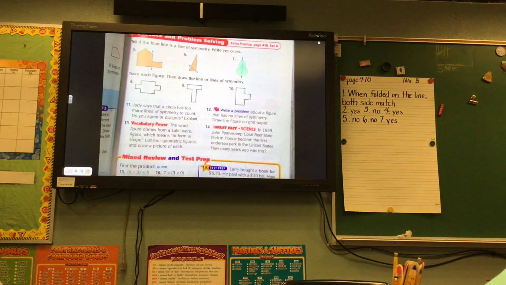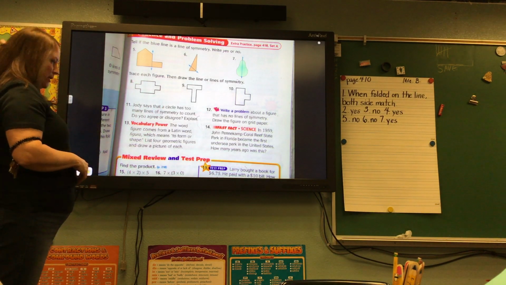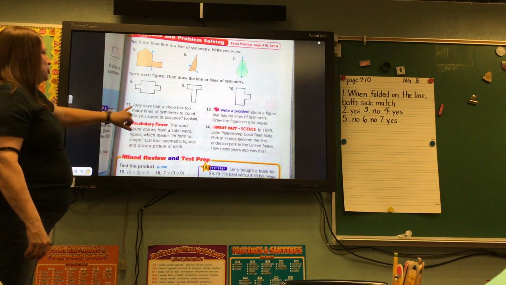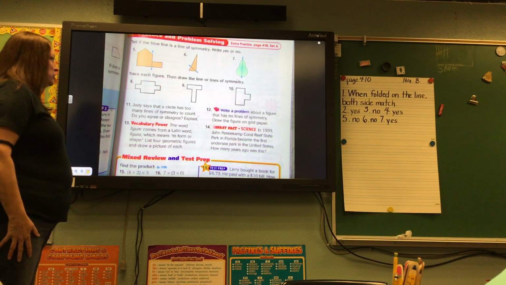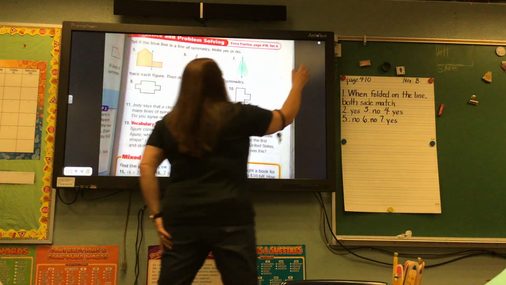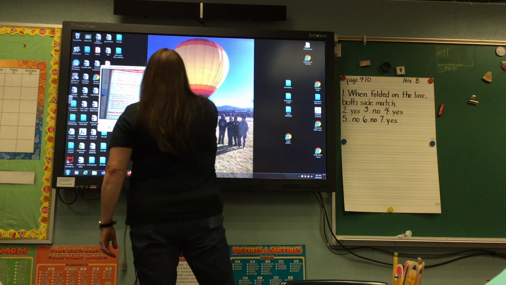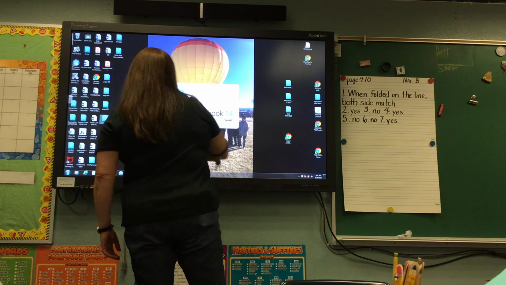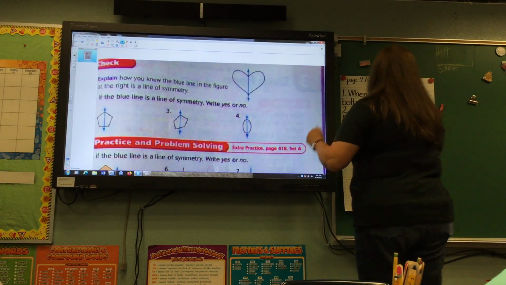Now, let's go ahead and take a look at number 11. We're just going to try number 11, then we're going to start talking about the homework. It says Jody says a circle has too many lines of symmetry to count. Do you agree or disagree? Explain. Okay, let me get out of this and let's talk about that. All right, and we're on page 411. Grab my marker and let's talk about number 11.